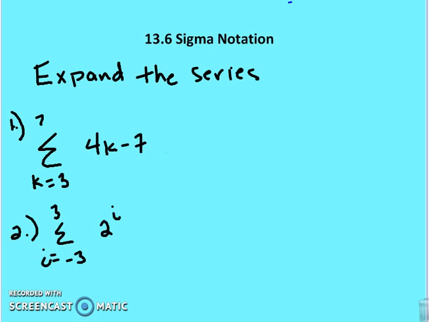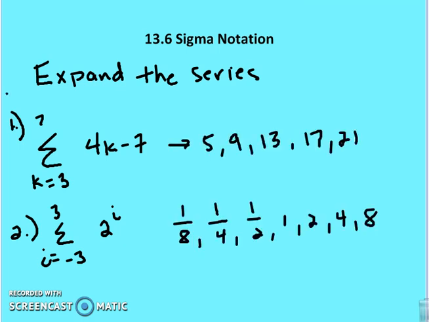All right, so I want you to practice here. You can expand these series. I'll pause here for a moment. All right, so we get the expansion 5, 9, 13, 17, 21 for 4k minus 7, lower limit 3, upper limit 7. And then for the second one, 2 to the i, lower limit of negative 3. So again, it doesn't have to start with 1. Upper limit 3: 1/8, 1/4, 1/2, 1, 2, 4, and 8.